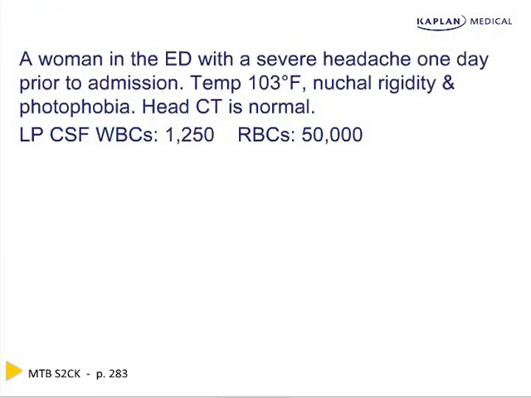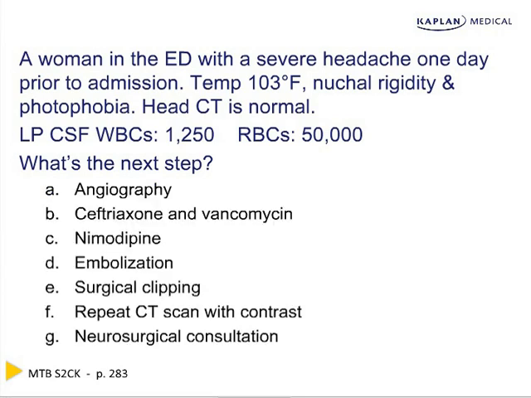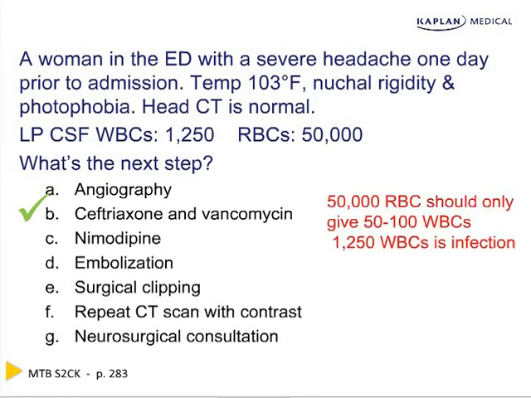A woman is in the emergency department with a severe headache of 1 day's duration prior to admission. That's pretty sudden. She's got a big fever, 103, stiff neck, photophobia, and her head CT is normal. The lumbar puncture shows 1,250 white cells and 50,000 reds. What is the next step in the management of this patient? Looking at these answers is ceftriaxone and vancomycin.